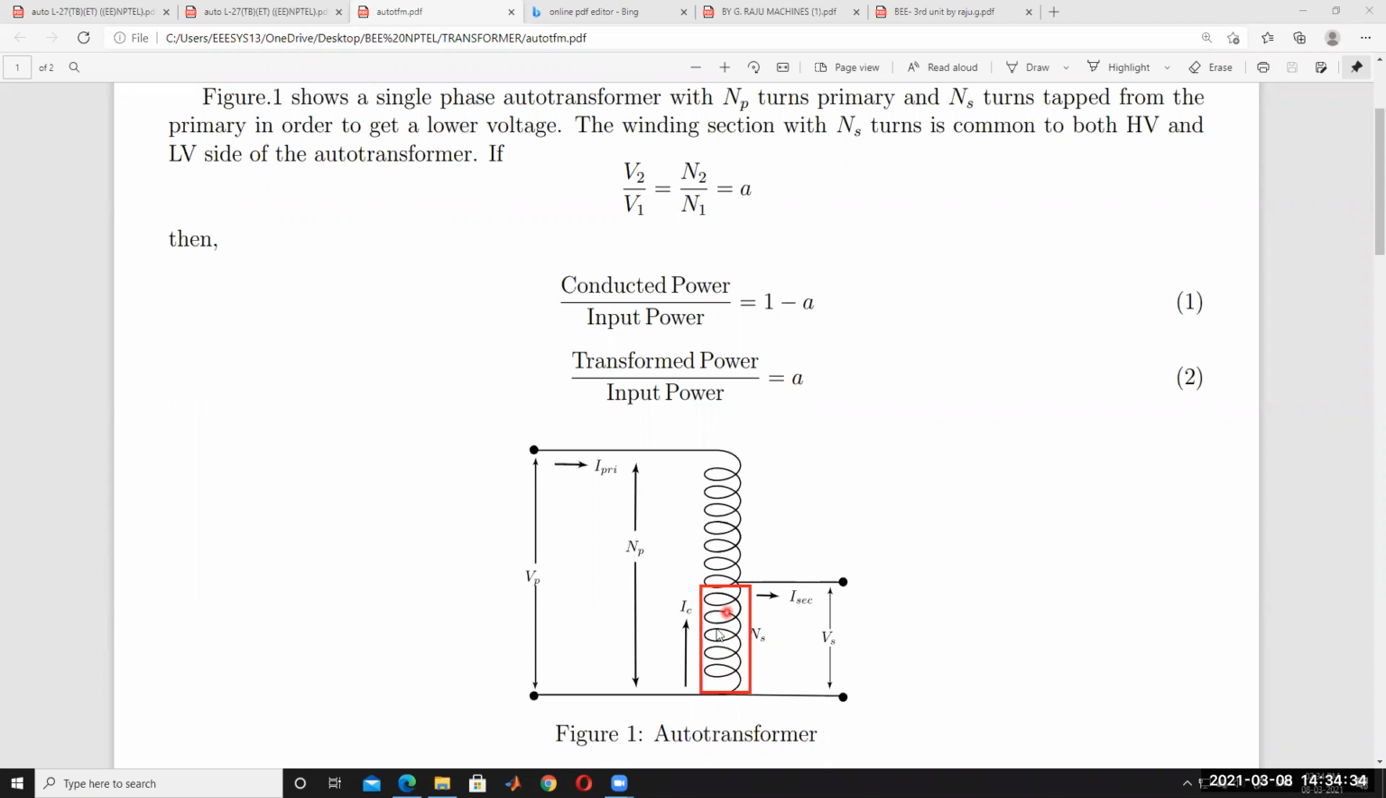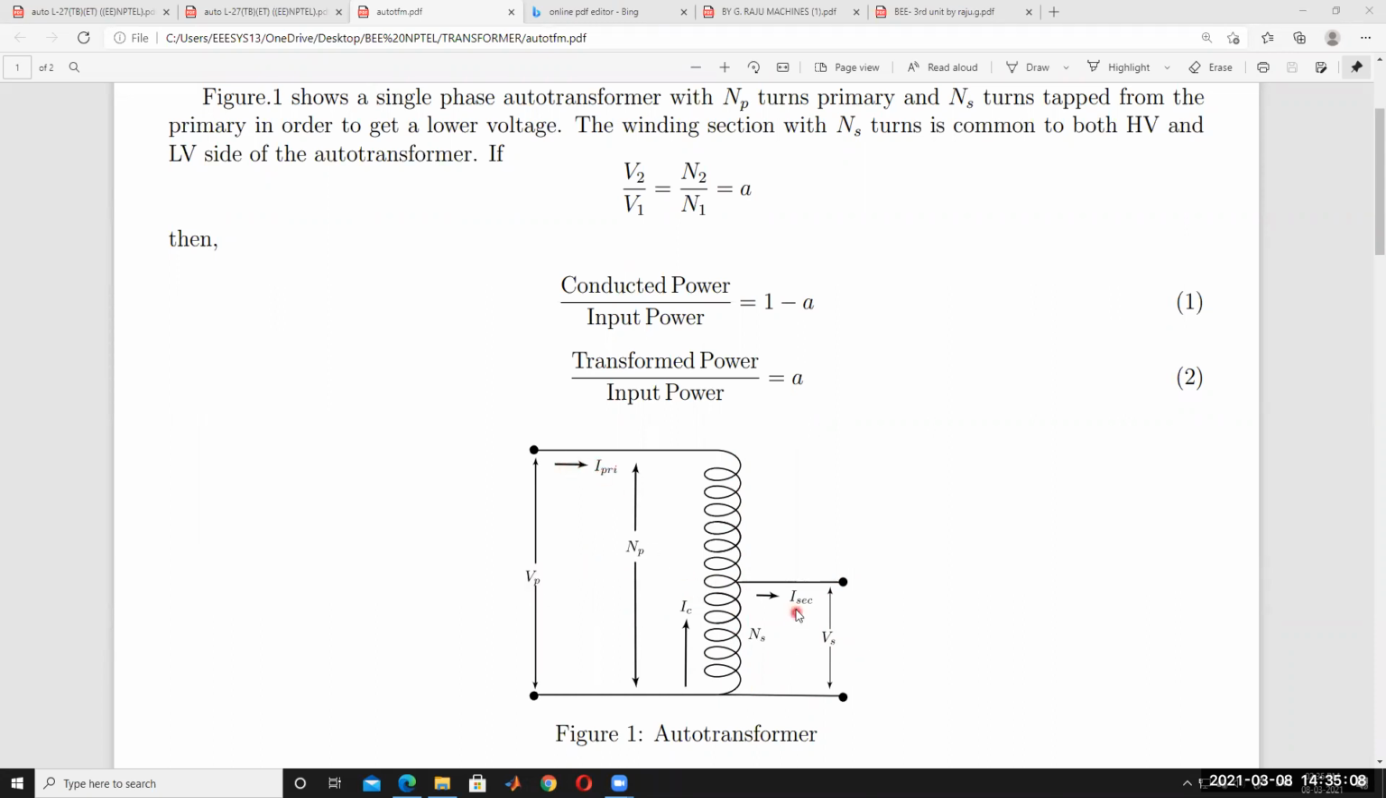This portion of the winding is common to both primary as well as secondary. Not in a two winding transformer, but only in an auto transformer. So an auto transformer is not a variac. By changing the tapping positions from here to here, the output voltage can be changed. By changing these tappings, the secondary voltage is changed. This is called the primary voltage and this is called the secondary voltage.